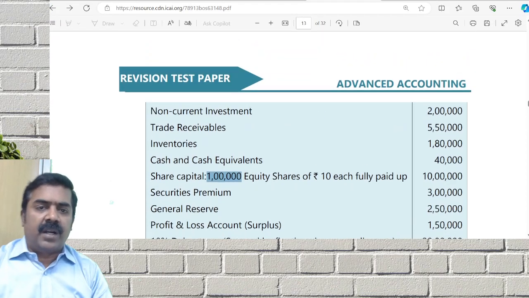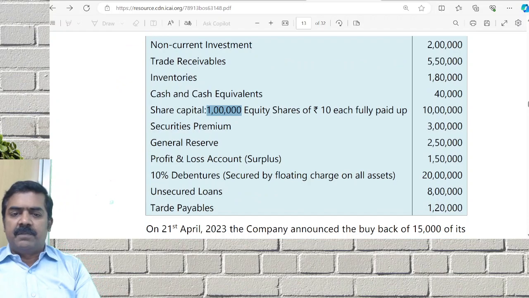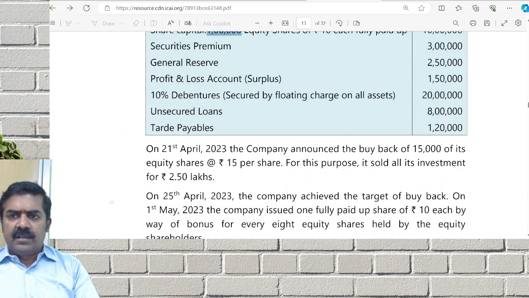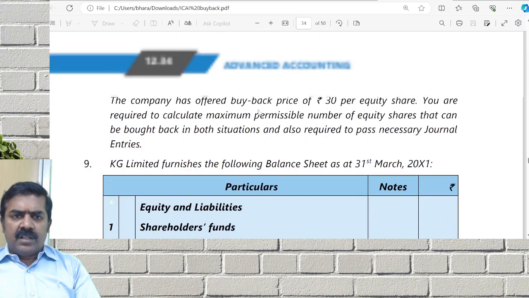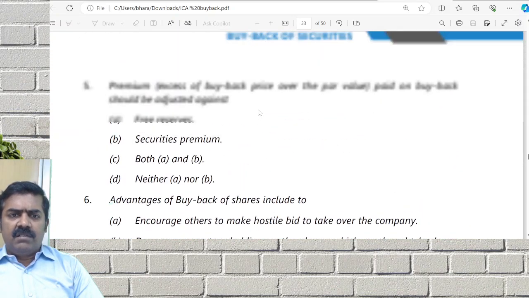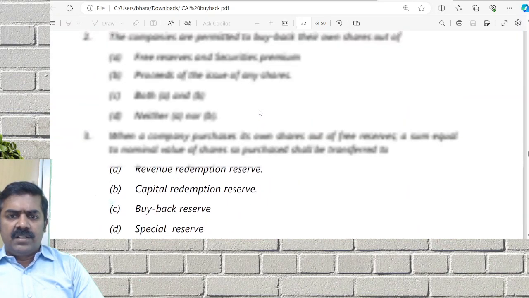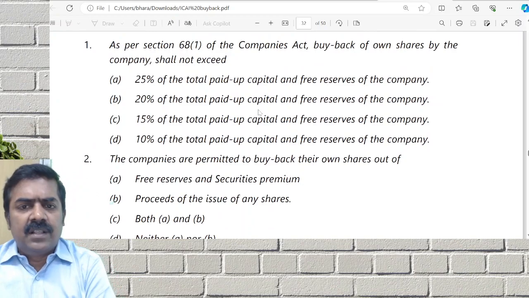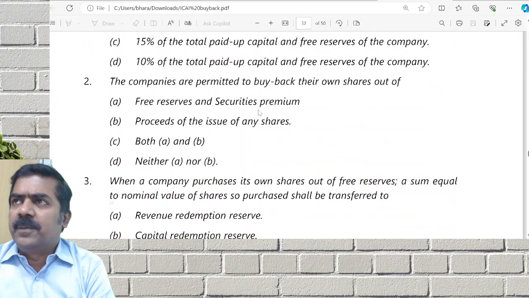This is the practice test paper, revision test paper of May 2024. Thereafter, we'll come for reconstruction later. We'll come for ICAI material. Here I've not solved certain questions in the regular class. MCQs, have we gone through?